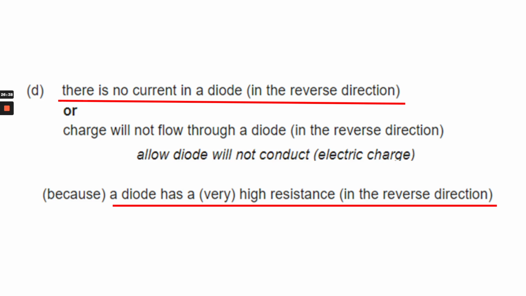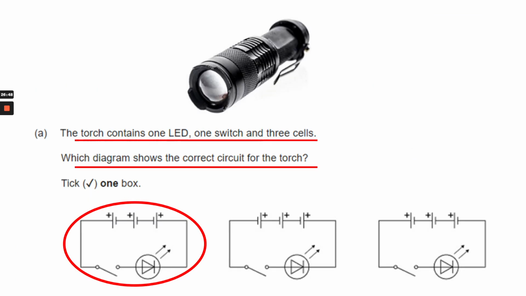So why would no electricity flow? There is no current in a diode. A diode has a very high resistance in the reverse direction. That's what you must say. Here's an example of a torch circuit, which is correct. Again, it is technically wrong, but you say the electricity comes out of the positive end of the battery, so that is the correct one.